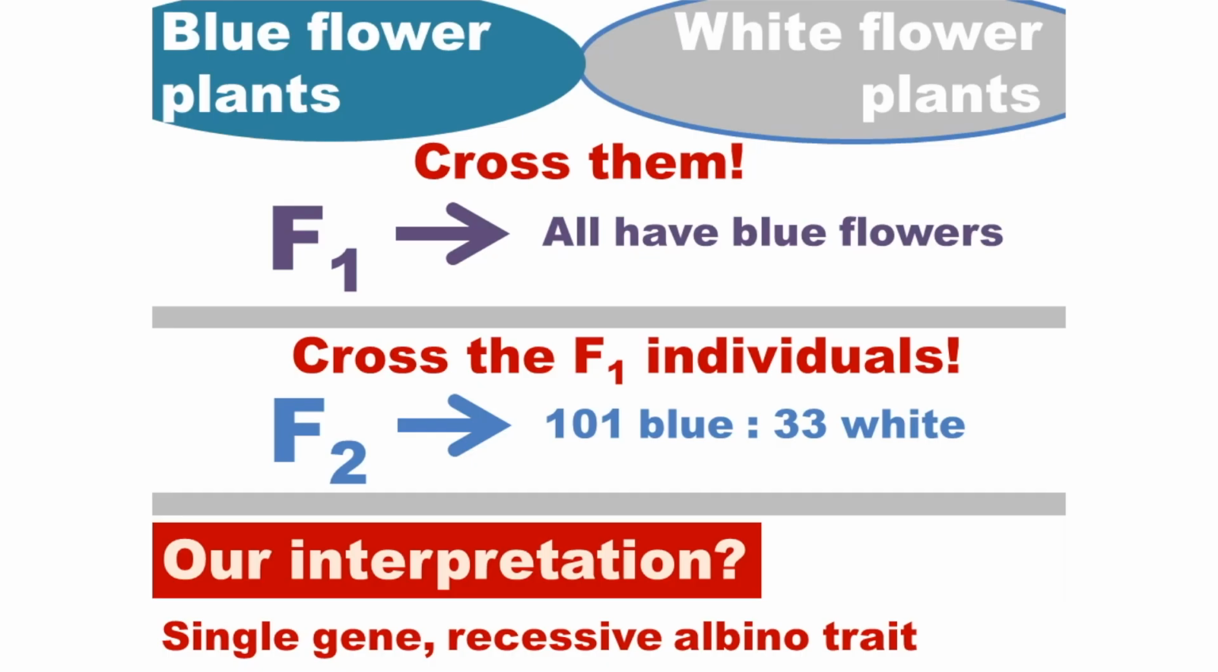We always want to assume that the simplest explanation is most likely to be true. So in this case, our interpretation would be, all right, maybe there's a single gene that codes for color, and white is a recessive trait. So there's a recessive albino trait. If you're homozygous recessive, then you're white. That would mean that our F1 cross here was a cross of individuals that were heterozygous, hence the ratio that we got for F2.